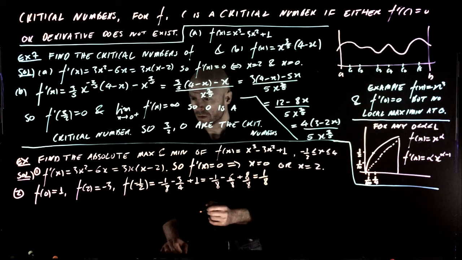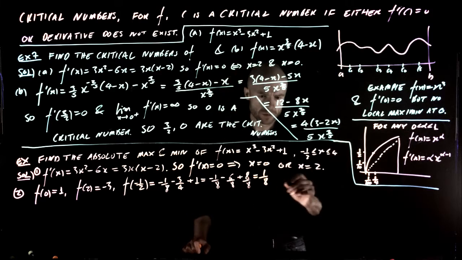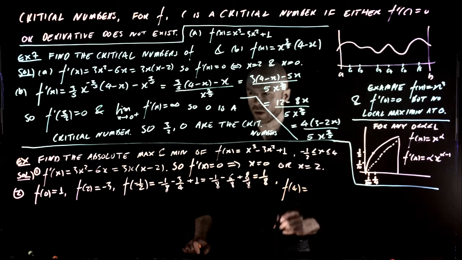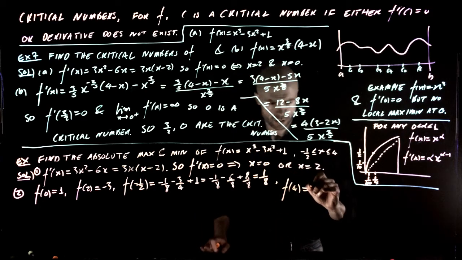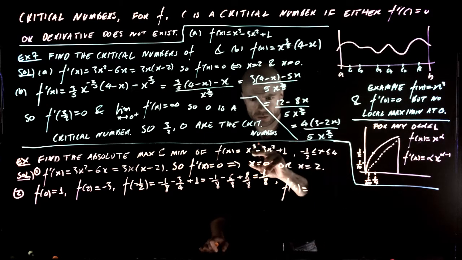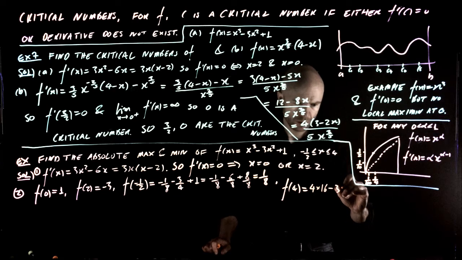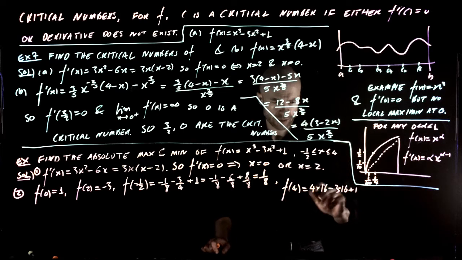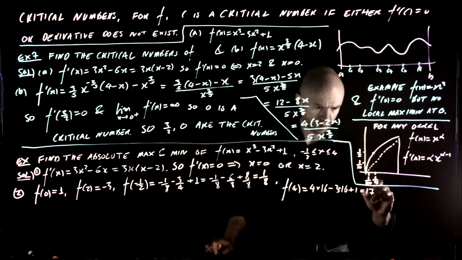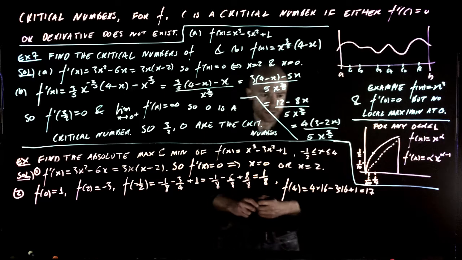And the other endpoint is when we have x equal to 4. F of 4, what do we have? We have 4 to the power 3, which is 16 times 4, and then we have minus 3 times 16, and then we have plus 1. So we're going to have just 17, right? We just have 17. That's it.